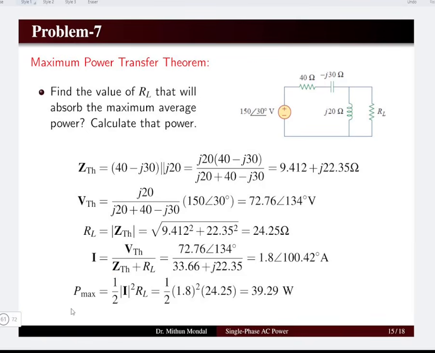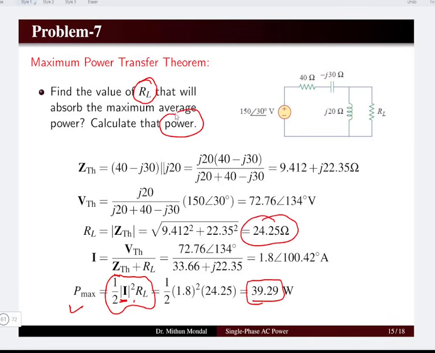Now, the maximum power is equal to half of the current squared multiplied with the load resistor. Taking the current magnitude, that comes to 39.29 watt as the maximum power which is being transferred. So we had to determine the value of RL. The value of RL is 24.25, and the maximum power that can be transferred is 39.29 watt.